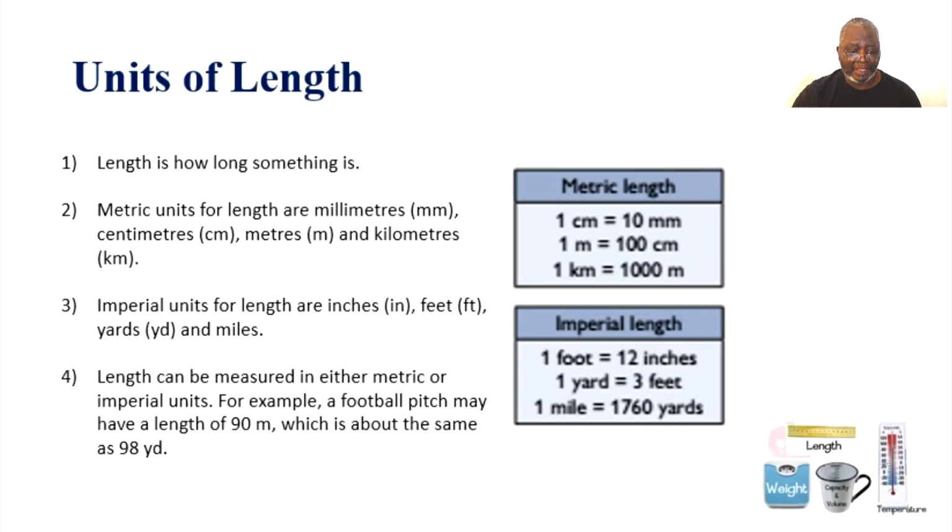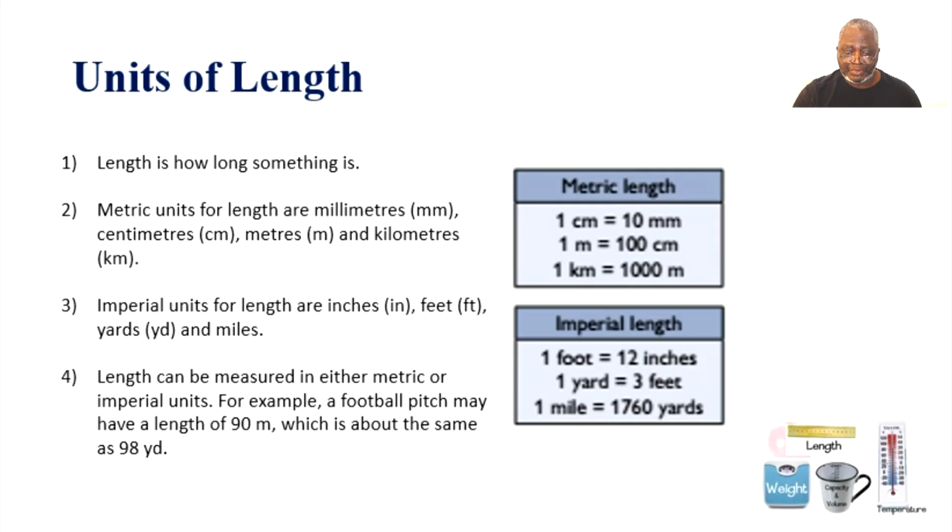Let's look at units of length. Length is how long something is. Metric units for length are millimeters, centimeters, meters, and kilometers, as you can see on the right there. 1 centimeter is equal to 10 millimeters. 1 meter is equal to 100 centimeters, and 1 kilometer is equal to 1,000 meters.